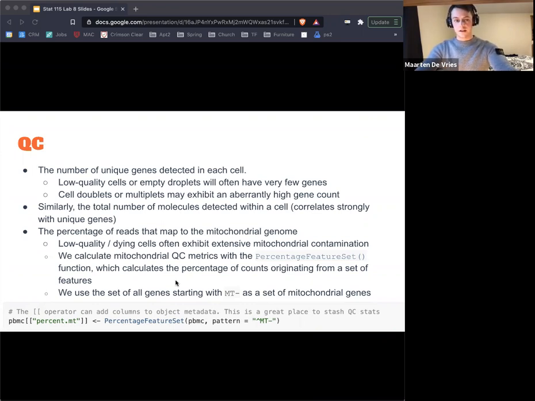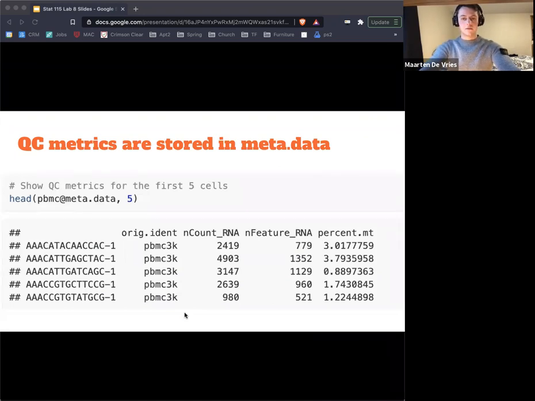Okay. Here below, we are looking at the percentage of reads that map to the mitochondrial genome. So low quality or dying cells often exhibit extensive mitochondrial contamination. And we can use the function called PercentageFeatureSet, essentially pattern matching the MT string, which is just in front of a regular gene. If it has a prefix MT, it means it's a mitochondrial gene. And the PercentageFeatureSet just calculates the percentage of counts originating from mitochondria. So then you can conveniently access this by doing AddMetaData.